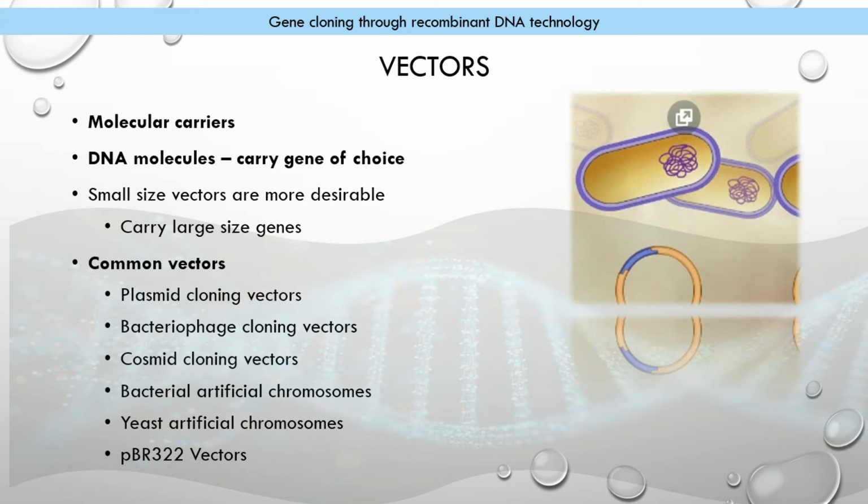Vectors. Vectors are also called molecular carriers. These are usually DNA molecules that carry the gene of choice from the donors to the recipients. In recombinant DNA technology, small size vectors are more desirable because they can carry large size genes. Some of the common vectors include plasmid cloning vectors, bacteriophage cloning vectors, cosmid cloning vectors, bacterial artificial chromosomes, and yeast artificial chromosomes.